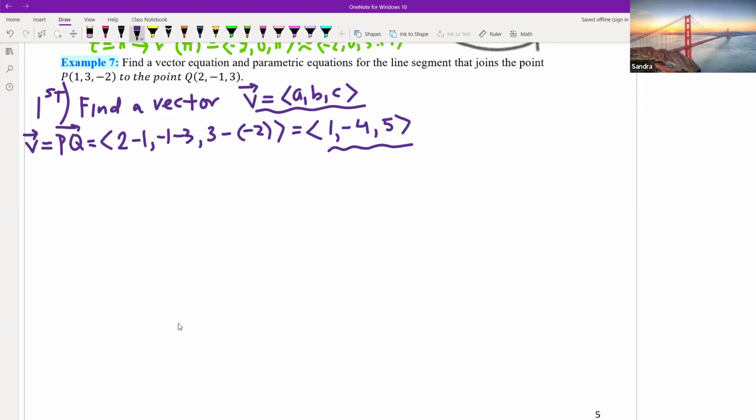I'm going to choose a point, or choose one of the ordered triples. I don't care which one. So I'm going to use the first ordered triple, 1, 3, -2. And I am going to set up the parametric equations.